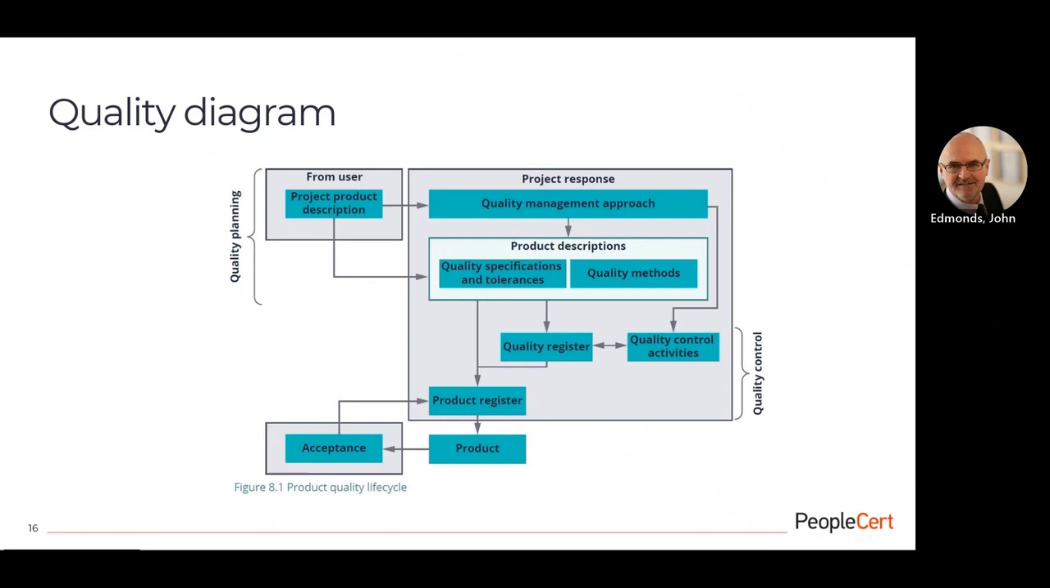It starts in the top left, where we find out what the users require, and we document that in the product description, and then we go through that journey of the response of the project and building a quality management approach, building product descriptions, using the quality register, and then all the quality control activities involved there. So have a look at this diagram. It's supported by the text that describes the technique as well.